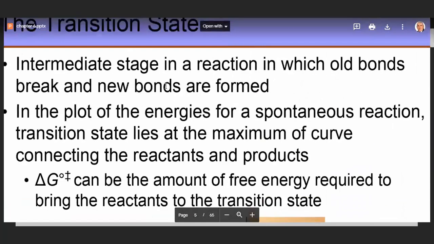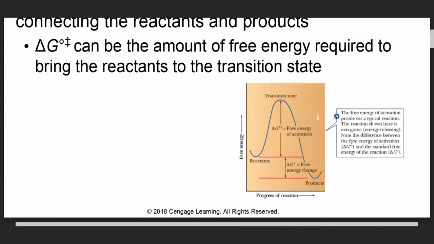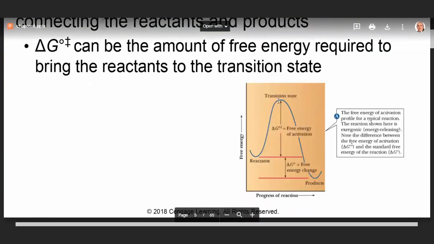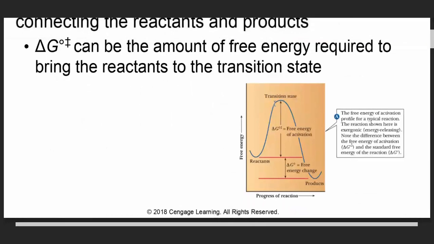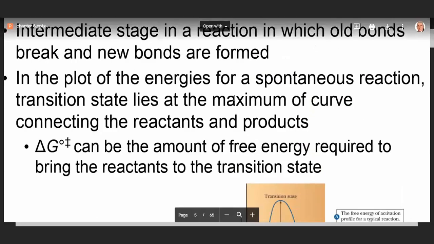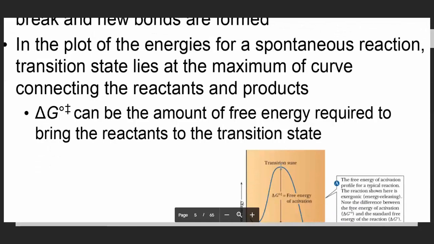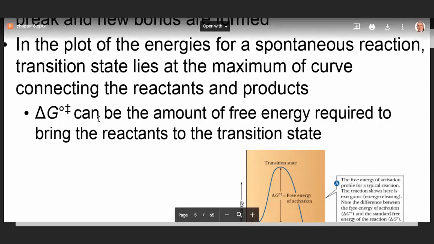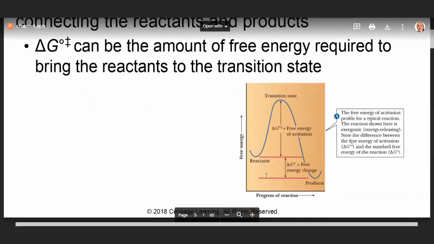So again, the transition state is an intermediate stage in a reaction in which old bonds break and the new bonds are formed. At this place here, old bonds are broken and new bonds are formed. In the plot of the energies for a spontaneous reaction, transition state lies at the maximum of the curve. Then always at the top of the curve, you can identify the transition state, connecting the reactants and products.